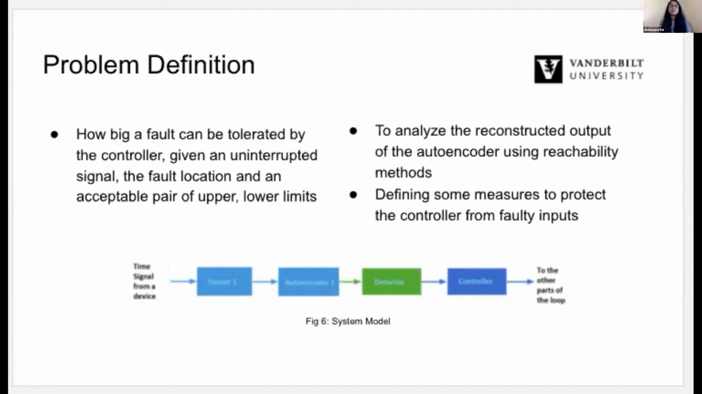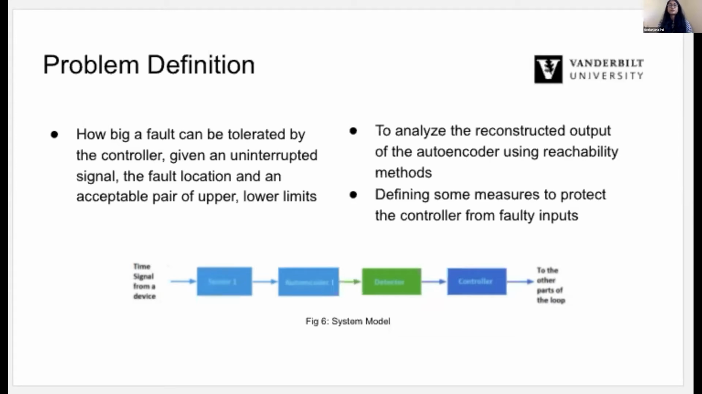But sometimes, while the sensor is passing the sample data to the autoencoder, noise might get added to the original data. Also, most of the time the controllers are designed to work with a specific range of input values, like voltages or currents. So if the signal or the faulty signal goes out of these ranges, the controller can malfunction and the entire closed loop system can collapse.